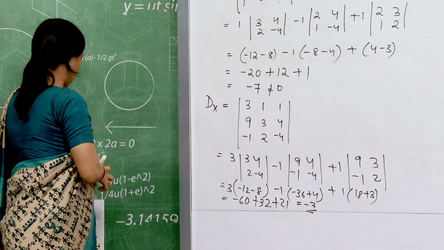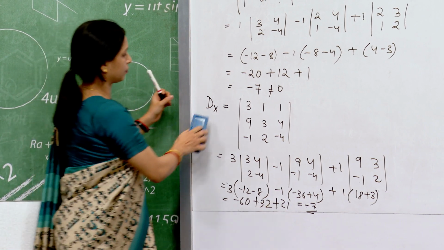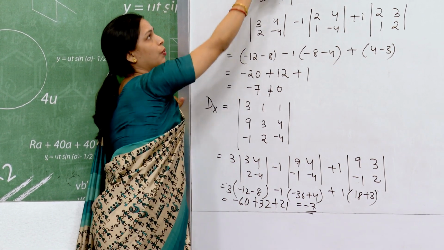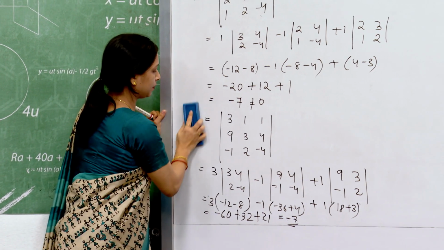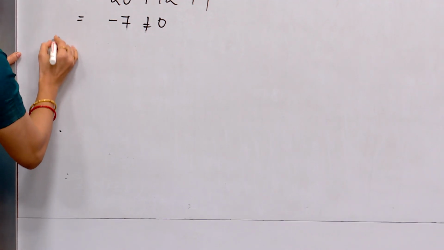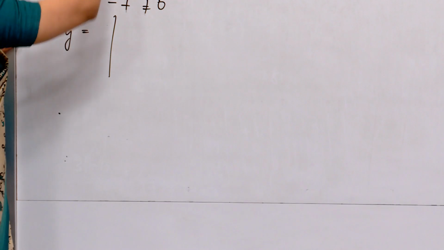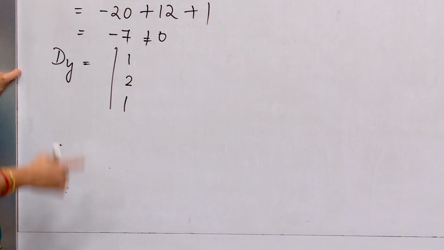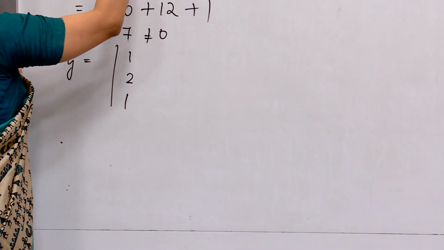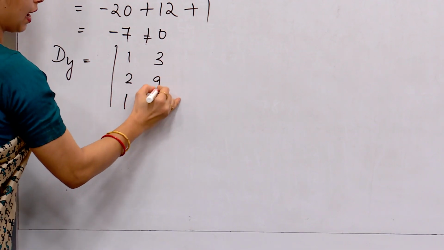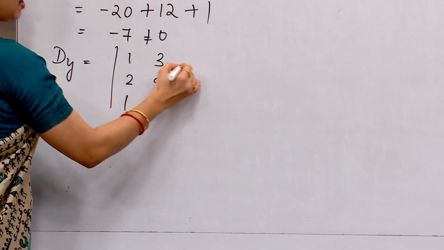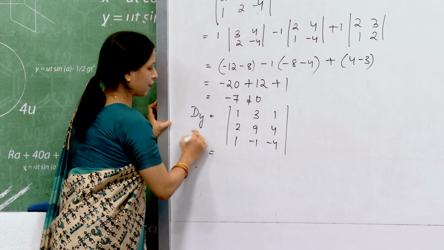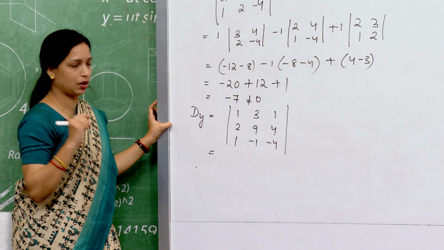Now, let us find out the value of dy. What do we do in dy? We substitute the value of the coefficient of y with the known values. So, let us do that. So, dy, the coefficient of x and z remaining the same. So, 1, 2, 1, only y coefficient. So, 1, 3, 2 will be substituted with 3, 9 and minus 1, and here again 1, 4 and minus 4. Again we are finding out the determinant by expanding along the row 1.